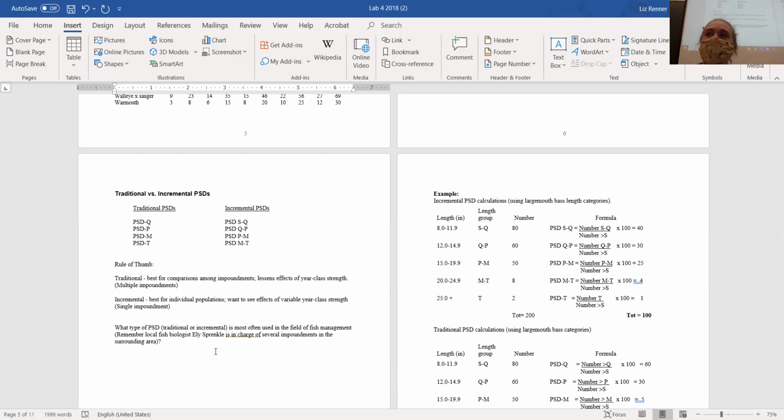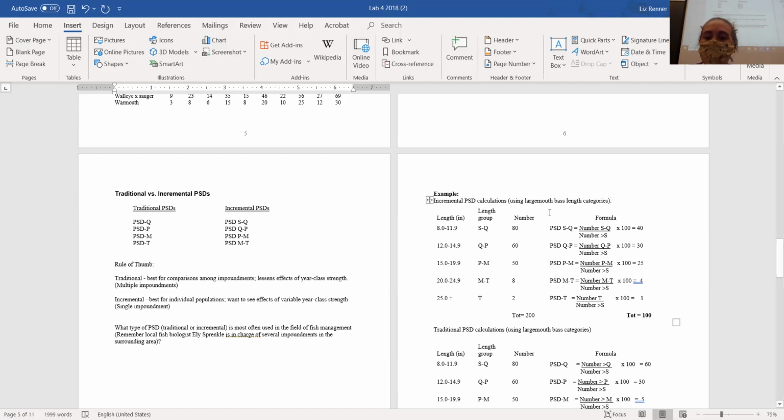Yeah, for sure. Most fisheries biologists aren't just managing a single impoundment or lake, they're managing multiple waters, right? So we always want to be able to compare our lakes with other lakes managed by other people, or compare with other states. Using the traditional one is much more readily usable to compare. But it's still good that we understand incremental calculations.